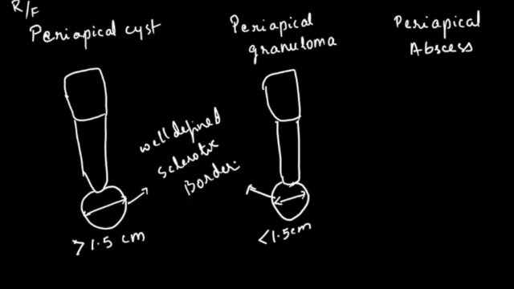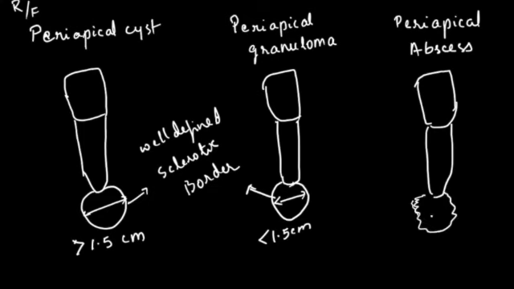with a sclerotic border. Whereas in periapical abscess, we see the radiolucency in the periapical region which is ill defined with an irregular border. So this is how we can differentiate between these periapical lesions.